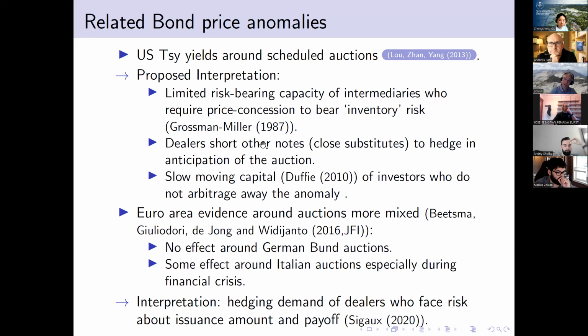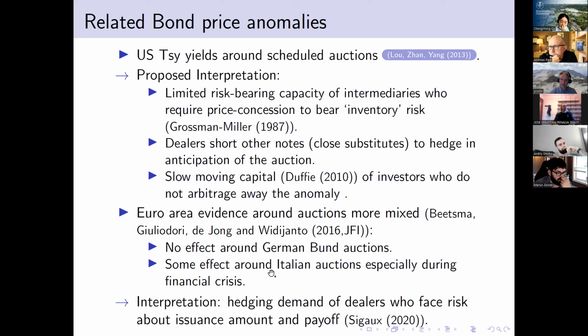finding. Another interesting comment about this effect that Zhang and Yang find is that the evidence in the euro area is more mixed about these effects around auctions. This price concession, we don't see as much of an effect in the euro area, especially not around German Bund auctions. There's a nice paper that documents some effects around Italian auctions, but not around the German sovereign bond auctions, which is what we're focusing on.